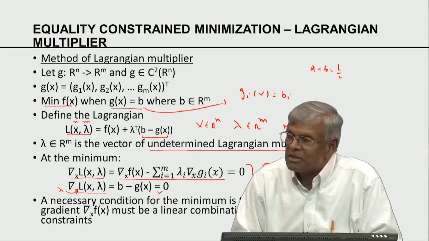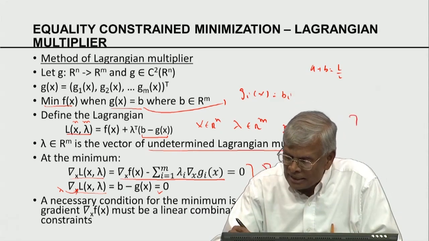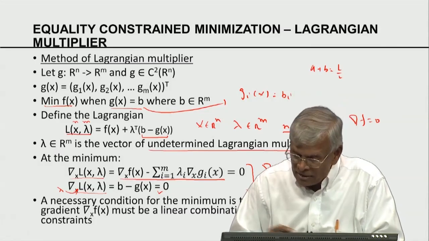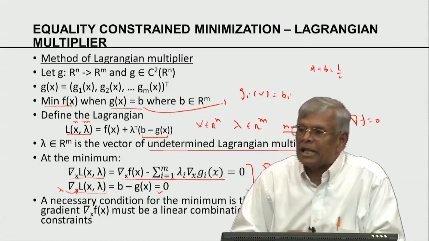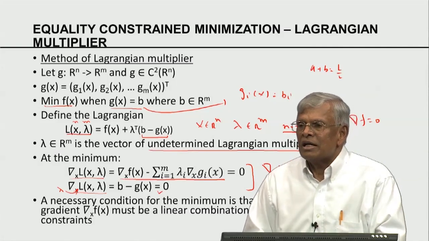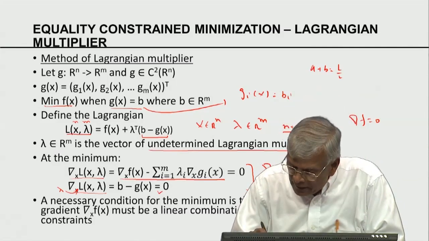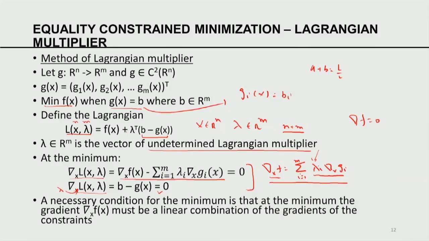In an unconstrained minimization, what must be the gradient value? Delta f must be equal to 0. That is unconstrained. In a constraint, the gradient must be equal to the linear combination of the constraint functions. The coefficients of the linear combinations are the lambdas. So by solving these two equations simultaneously, you not only find the minimum x star, but also find the value of lambda, which are used in this linear combination.